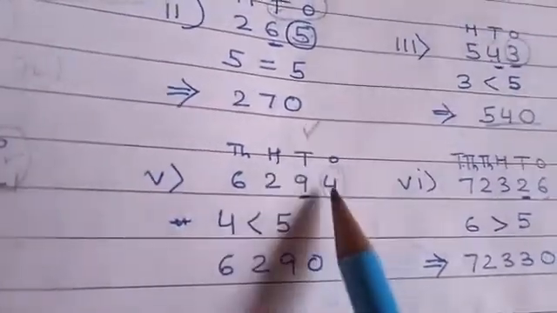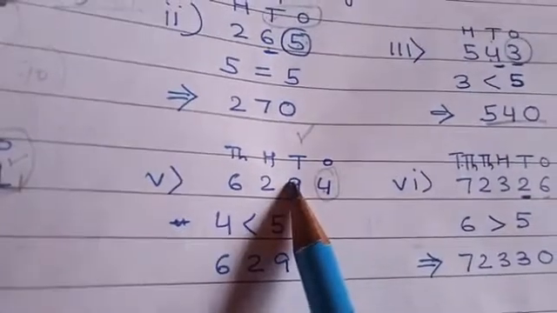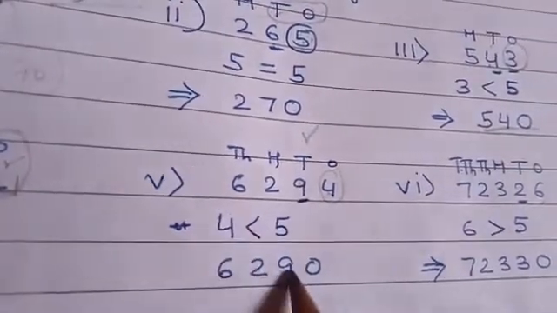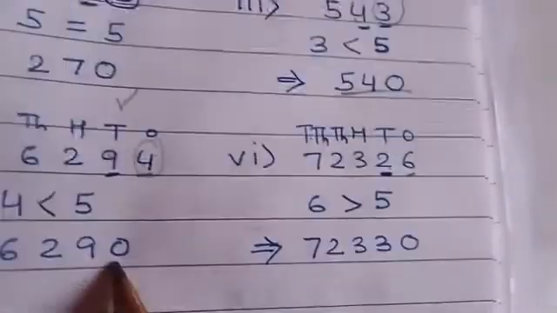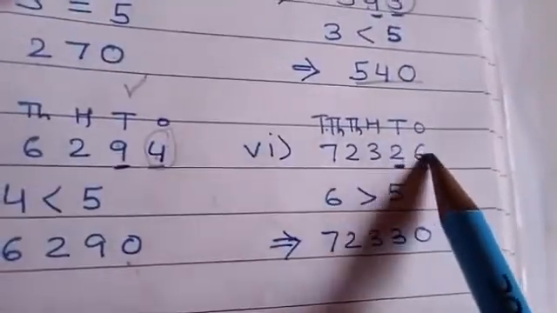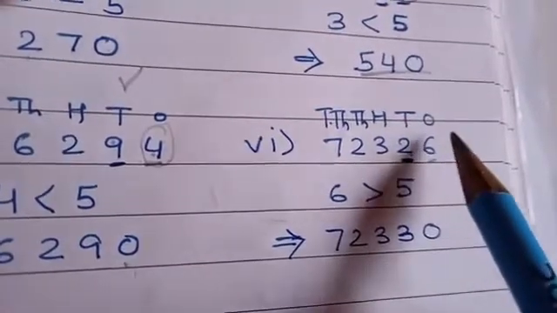This will remain. Since 4 is less than 5, 9 will remain as it is. So 6, 2, 9, 0, and 4 will be replaced by 0. We are going according to the rules. Here also round off to nearest tens is the question.